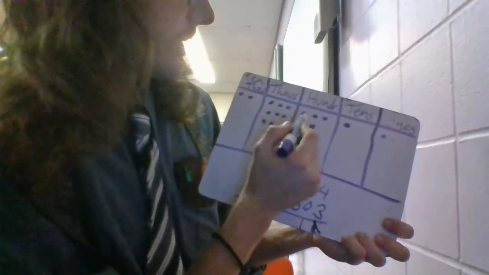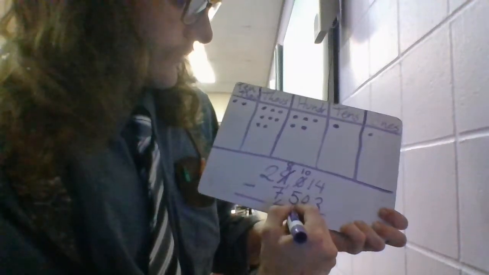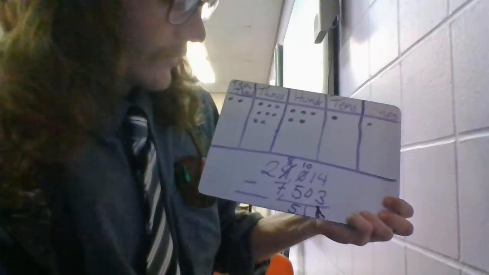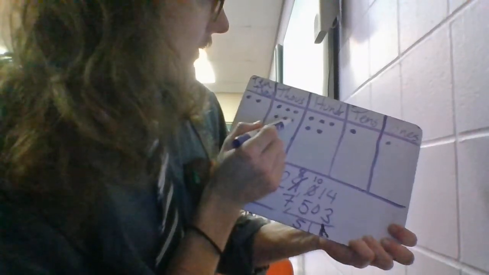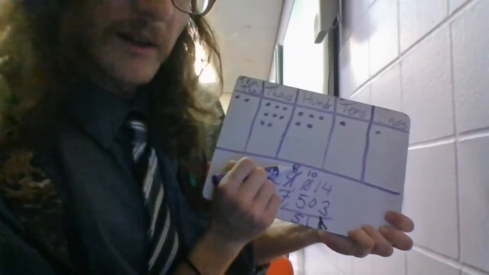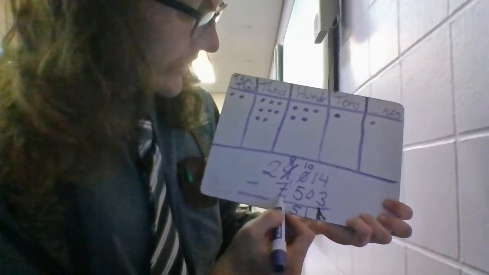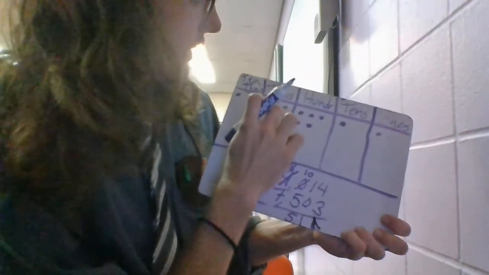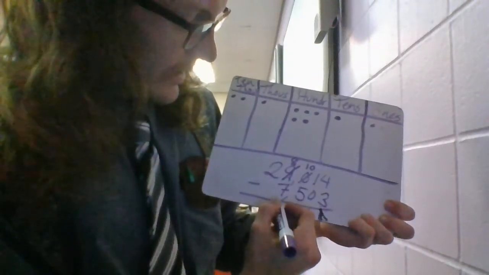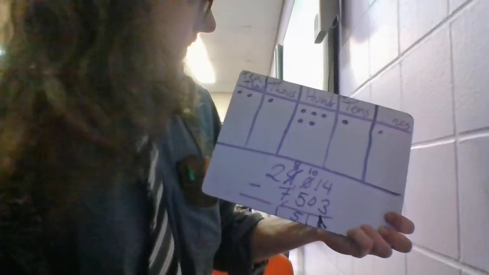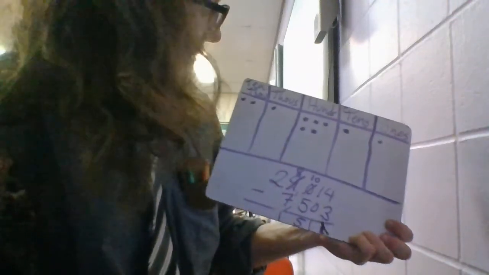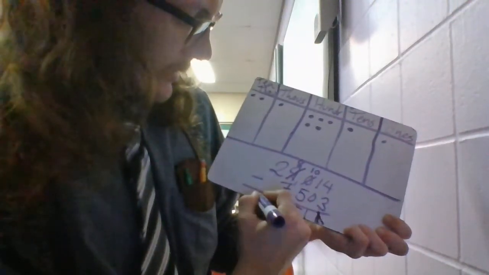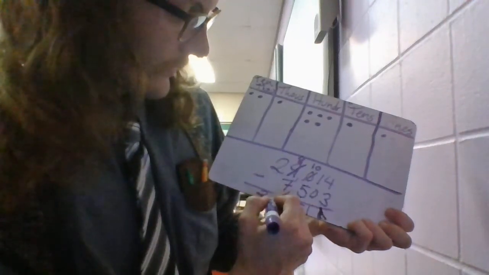How many are we left with? 1, 2, 3, 4, 5. We have 8 1,000 pieces. We need to take 7 of them away. 1, 2, 3, 4, 5, 6, 7. How many thousands are we left with? Just 1. And we have 2 10,000s. We don't want to take any away, so we are left with 2 10,000s.